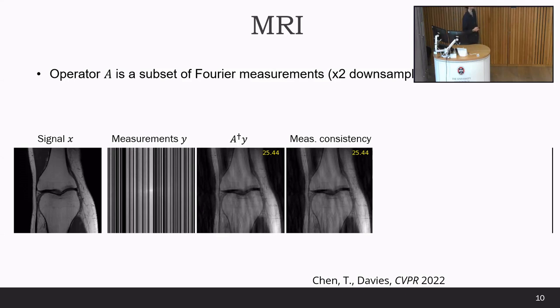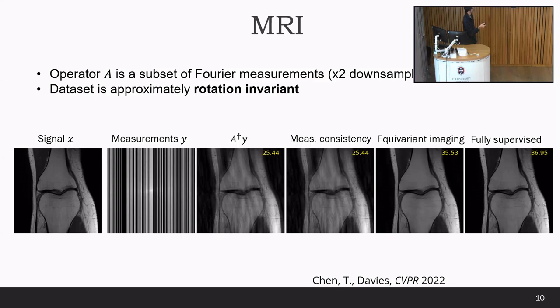Okay. But if we now assume that this distribution of knees is approximately rotation invariant, because you can rotate the knee and there will be another valid knee in the data set, it's as if you were rotating the mask, the Fourier mask, because the rotation in pixel space is a rotation in Fourier space. So when we rotate the mask, you see that we're covering the whole space. And when we then use the equivariant imaging loss, we can obtain something that is very close to the supervised learning case without any ground truth.